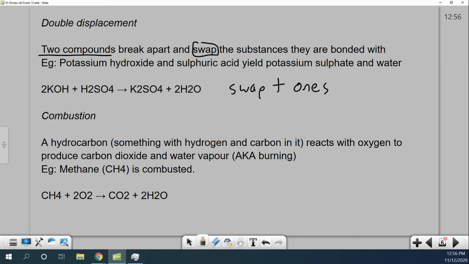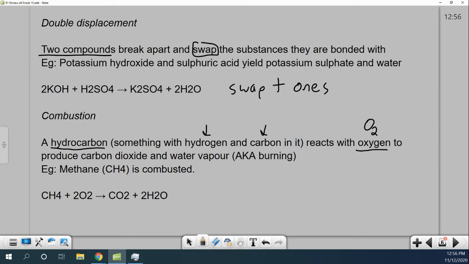And the last one, probably the hardest one to balance, but one of the easier ones to actually usually write, is combustion. So a hydrocarbon. A hydrocarbon is anything that just has hydrogen and carbon in it. Hydrocarbon. Hydrogen and carbon. Pretty straightforward. You react it with pure oxygen gas, which is, again, a diatomic. It always comes in pairs.